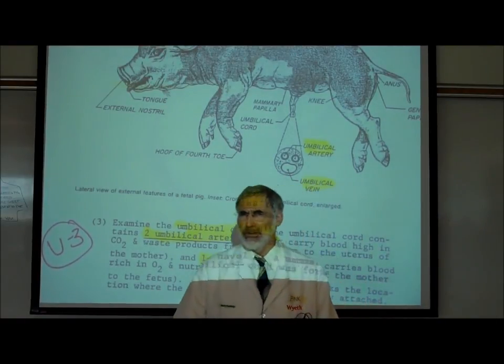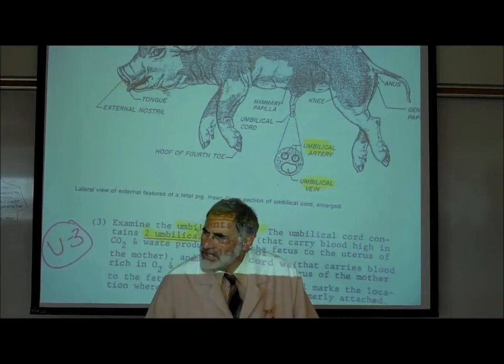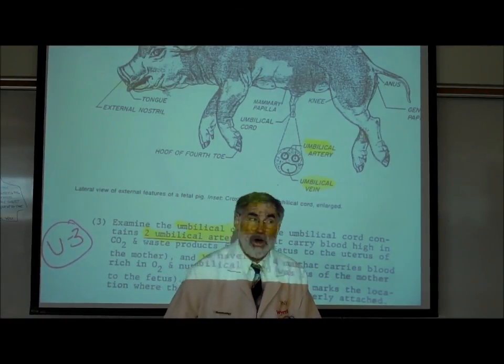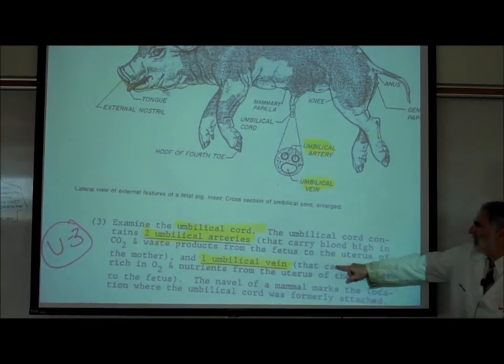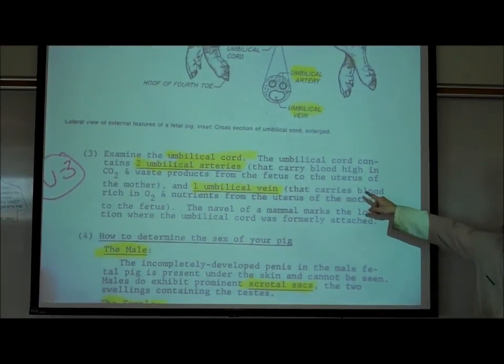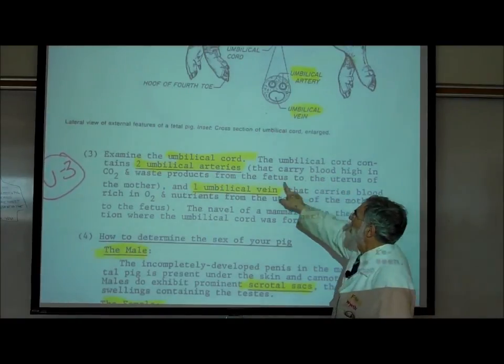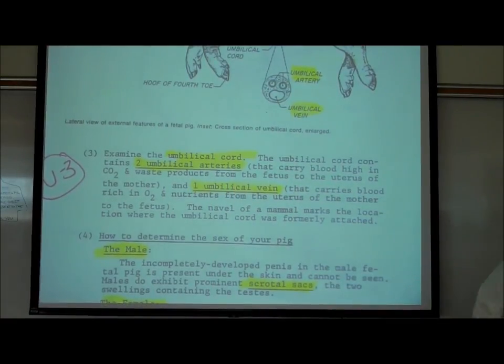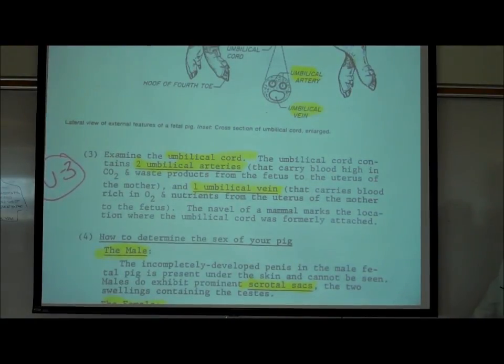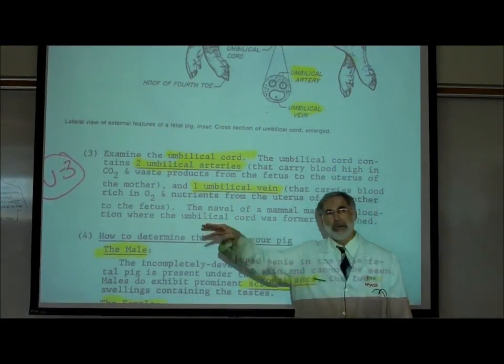What's the definition of an artery? Carries blood away from the heart. And same thing is true with the umbilical artery. The umbilical arteries, we wrote, are carrying blood away from the heart. And where's it going? It's going to the placenta of the mother, basically. It's going to the uterus of the mother.